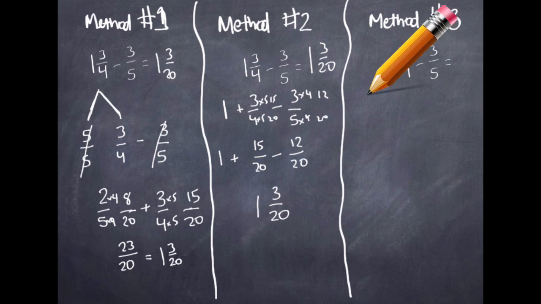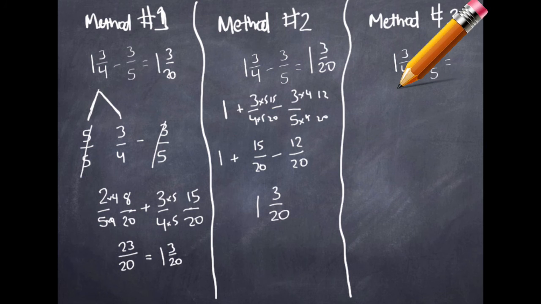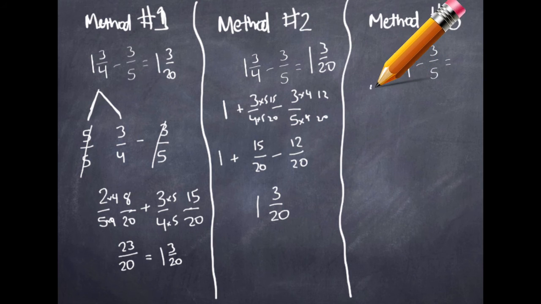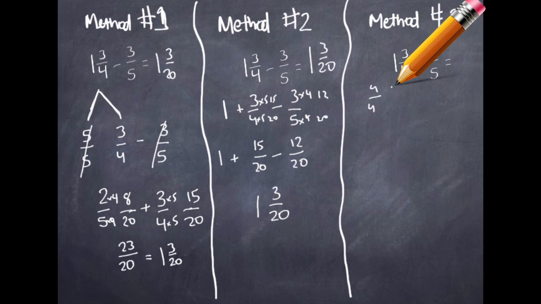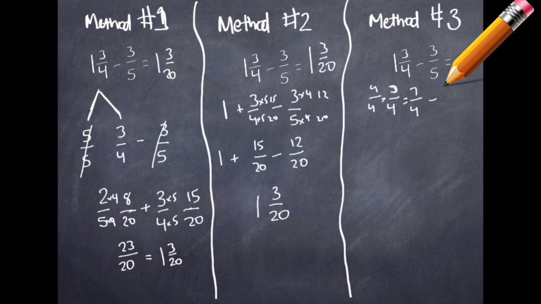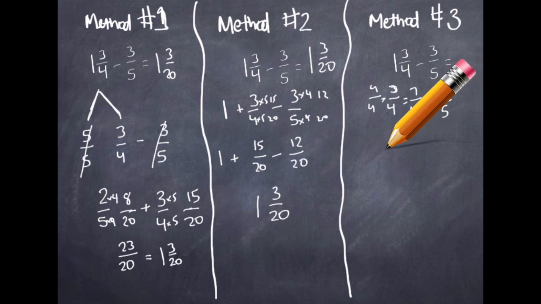And my last method over here, this one is the one I think I use probably most often, and that is to turn my mixed number, my whole and a fraction, into what we commonly refer to as an improper fraction. But we don't have to think of it as improper. There's nothing wrong with it. It's just a different way of representing it, right? So if I think of this 1 3/4 as 4/4 and 3/4, that really is the same thing as 7/4. Okay, so I have 7/4 minus 3/5.